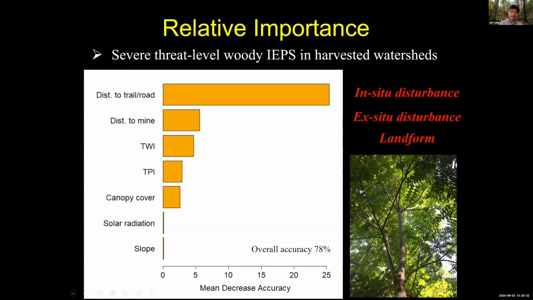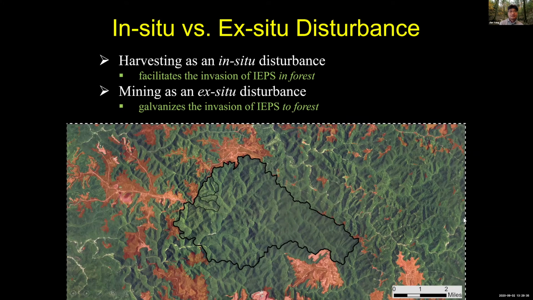So what do I mean by in-situ and ex-situ disturbance? Within the Robinson Forest, harvesting is considered an in-situ disturbance. It happens within that forest, and it can facilitate the invasion of IEPS inside that forest. But surface mining is considered an ex-situ disturbance. It wasn't a disturbance happening within the Robinson Forest, but it can galvanize the invasion of IEPS into the forest, because surface mining would change the wind dynamics, and the reclamation site would be associated with a lot of invasive tree species that would produce much higher propagule pressure to the surrounding forest.